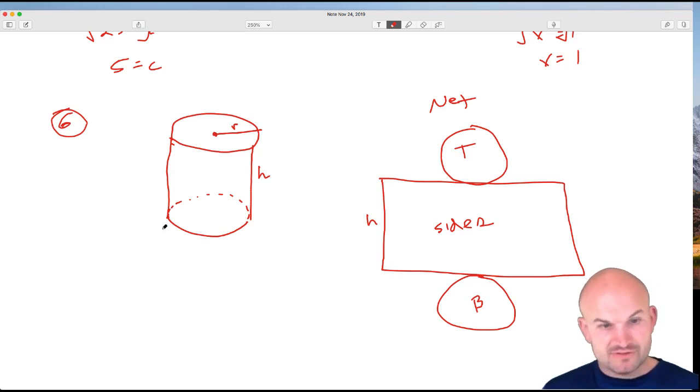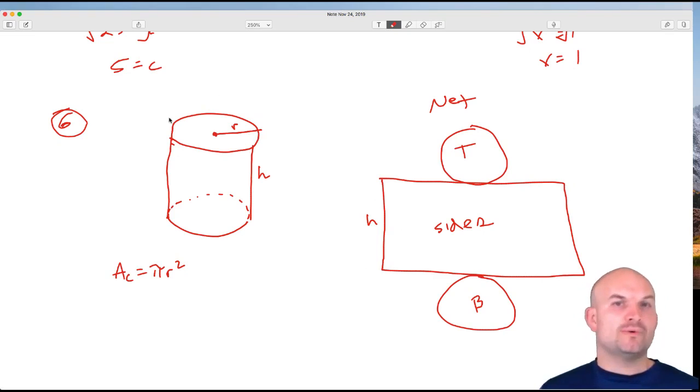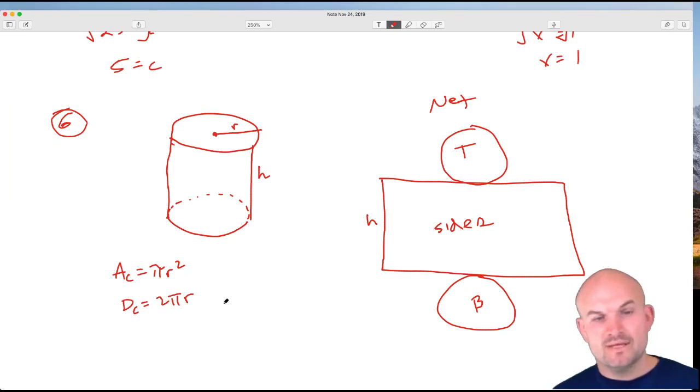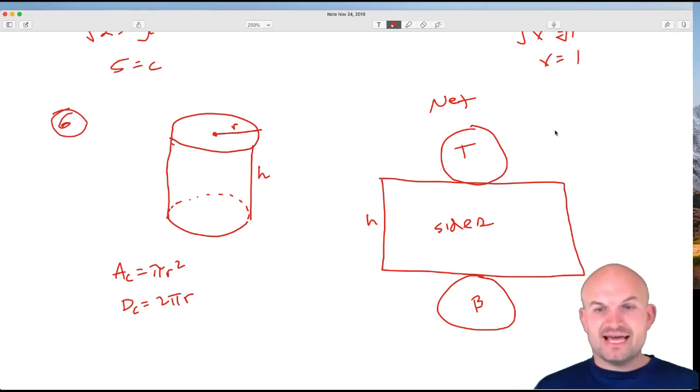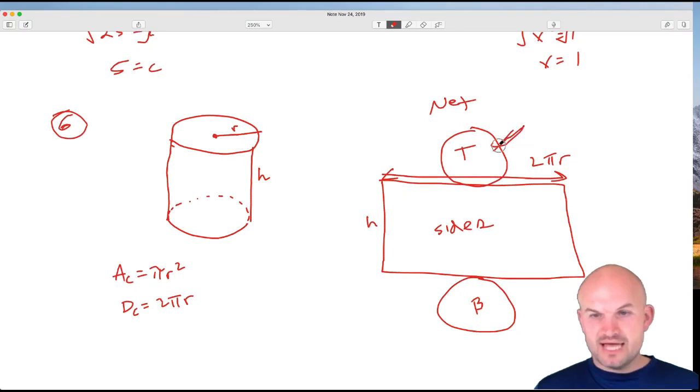Well, again, remember the area of a circle equals pi r squared. And then the other thing we need to figure out is, how far is it from here to here? How far is it all the way around the circle? Well, again, remember that's the circumference, which equals 2 pi r. So everything is relative to r, and from here to there is 2 pi r. And then this area is going to be pi r squared. That area is going to be pi r squared.